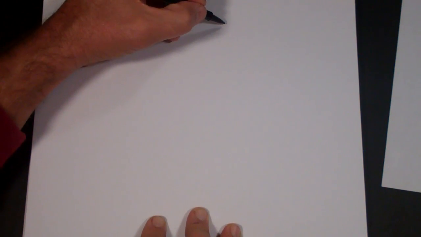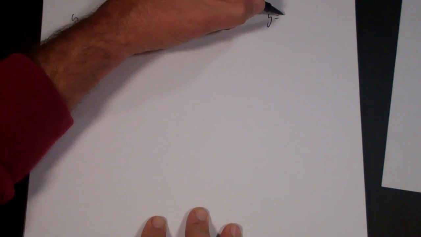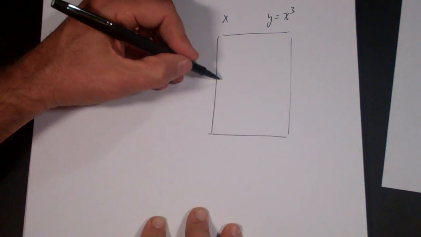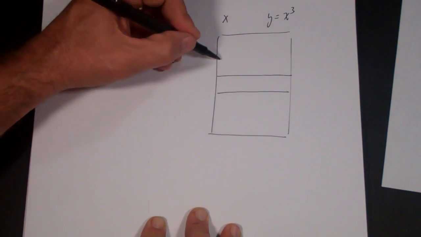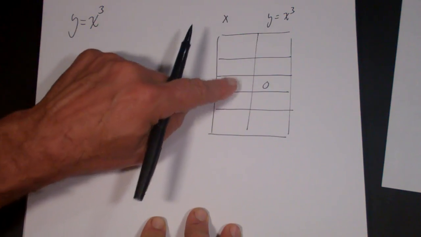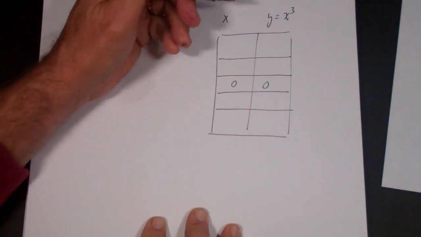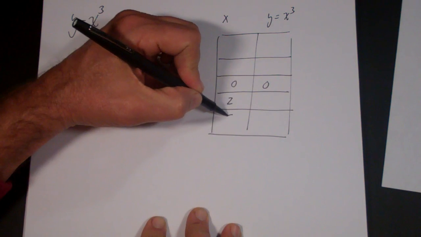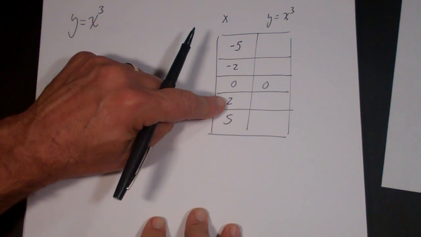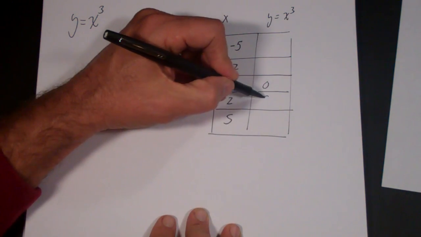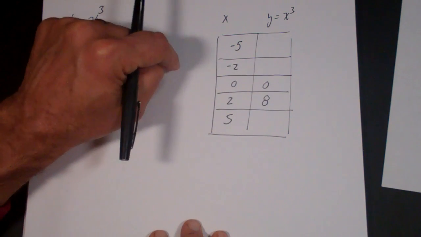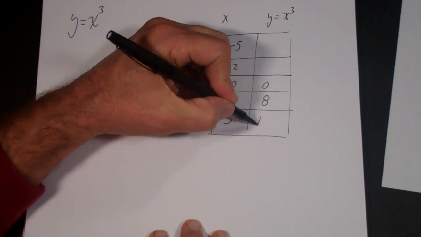you can just do a table if you wish, x and y equals x cubed. Let's plug in 5 values. Let's plug in 0 first. We already know that's going to be a special point. 0 cubed is going to be 0. And then let's plug in 2 and 5, minus 2 and minus 5. So 2 to the third, that's 2 times 2 times 2, that's 8. And 5 to the third, that's 5 times 5 times 5, that's 25 times 5 is 125.